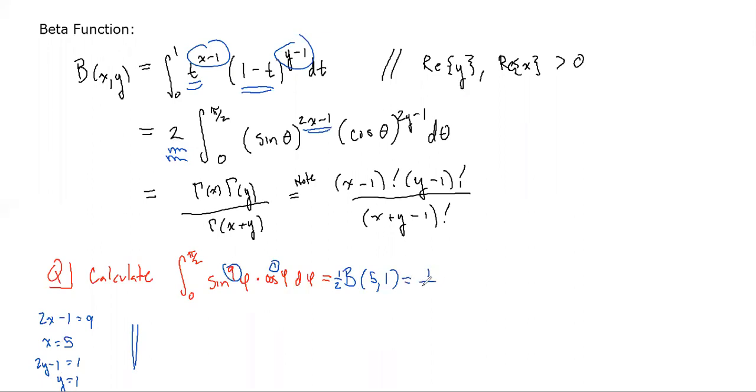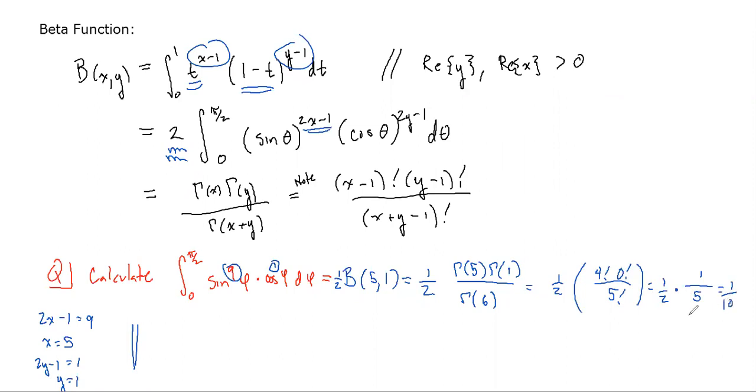And then, since they're integers, evaluating it through gamma functions seems the easiest. So this is gamma 5, gamma 1, which is 0 factorial, and then gamma of 5 plus 1 minus 1 is 5 factorial, or gamma 6. So that's 1/2 times 4 factorial times 0 factorial over 5 factorial. Same trick: the 0 factorial is 1, and the 4 factorial and the 5 factorial cancel aside from the 5. So we get 1/2 times 1/5, which is 1/10.